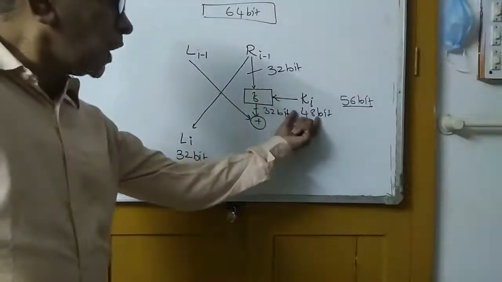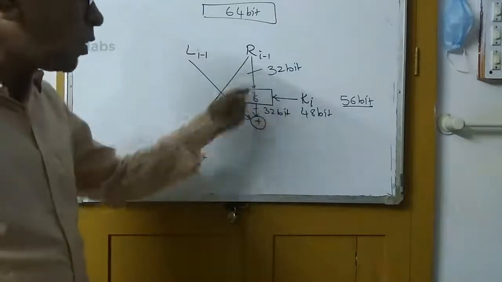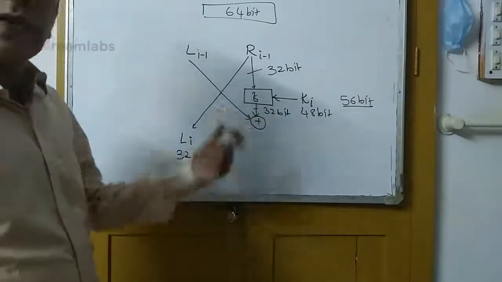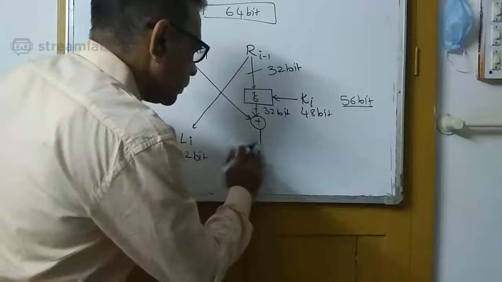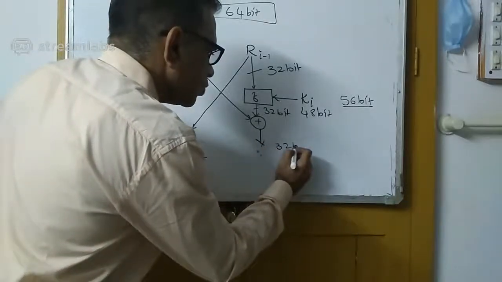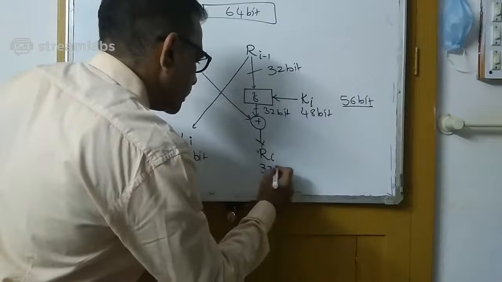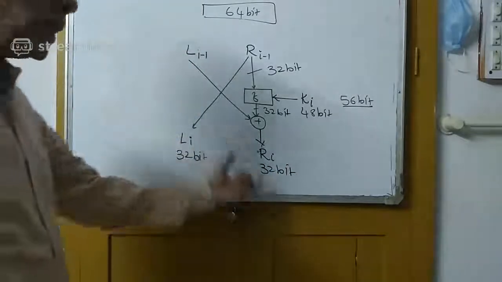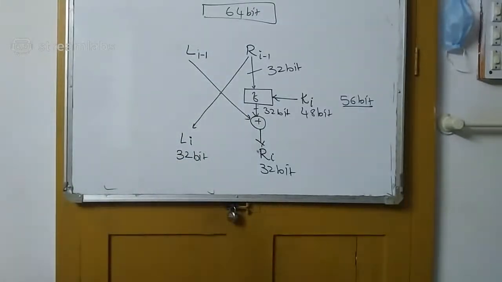So that means the 48-bit key is operated on a 32-bit value. Again, the outcome of this operation is 32 bits. The outcome of this function block is 32 bits. What is that function? I will tell you. So the outcome is 32 bits, and this will be your RI, which is of 32 bits. Now see, you are recreating the block of size 64 bits. So this is how you are performing the operation on a 64-bit block. I hope it is clear.